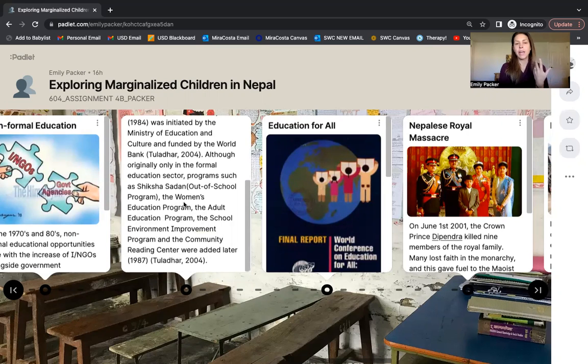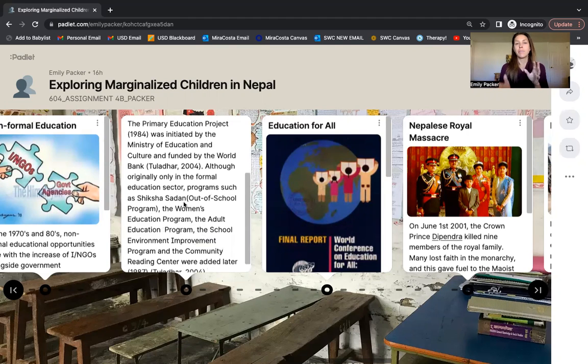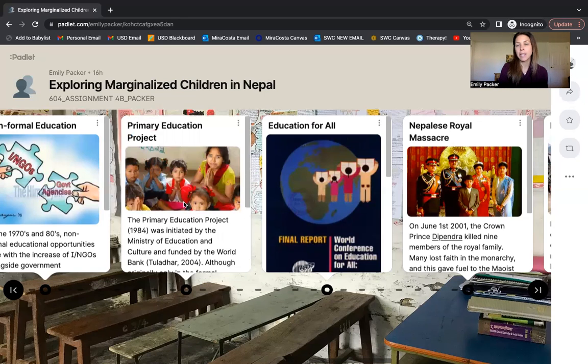So what grew from this was a lot more programs, such as the out of school program, the women's education program, adult education program. And all of these were funded by the Ministry of Education and Culture, as well as the World Bank. So the non-formal sector started this with local organizations, government organizations. And then we see in the 80s, the international organizations coming in and providing funding and explaining who needs to be educated.